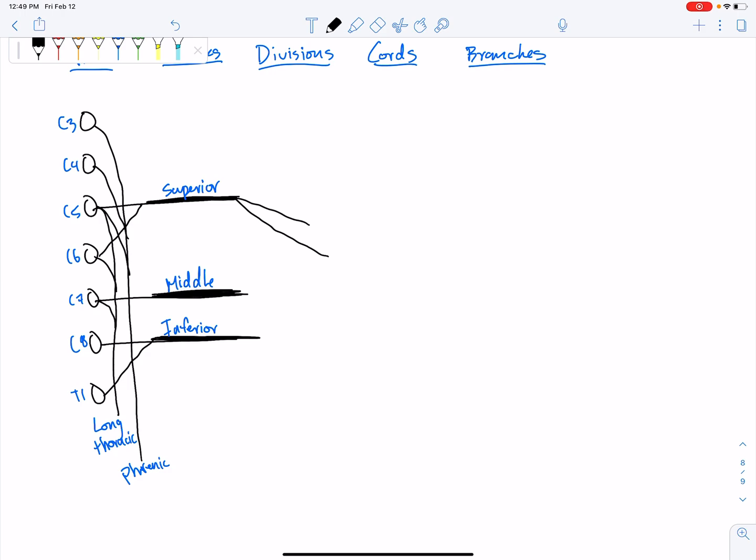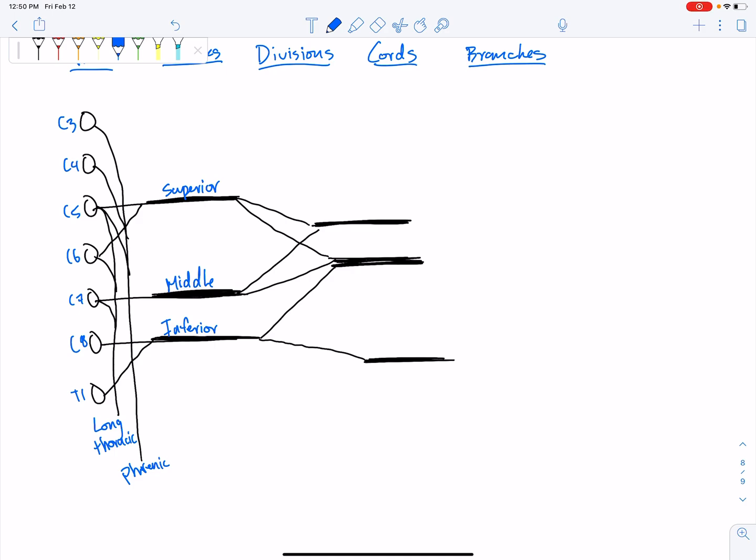So then the middle trunk has an anterior division and a posterior division. And then the inferior trunk has a posterior division and an anterior division. Okay, so those are all the divisions, and then we have our chords, and we'll label the divisions in just a second. So you have a chord here, a chord here, and a chord here.